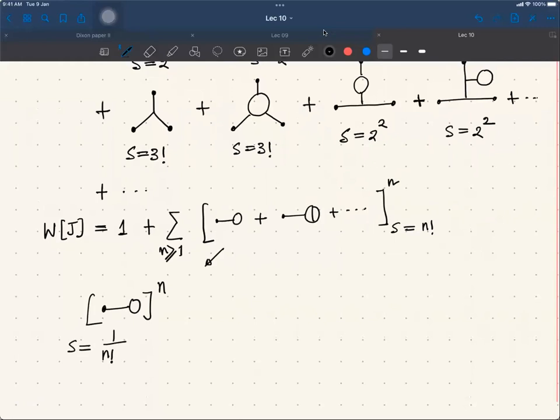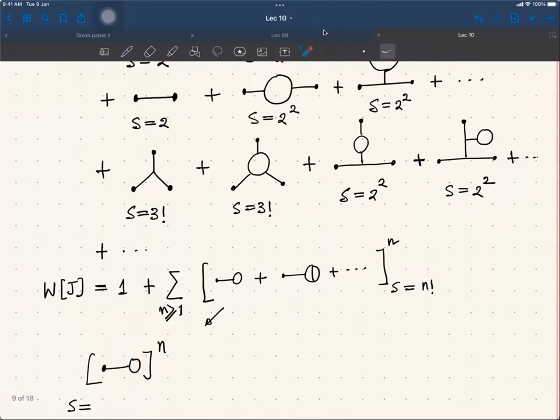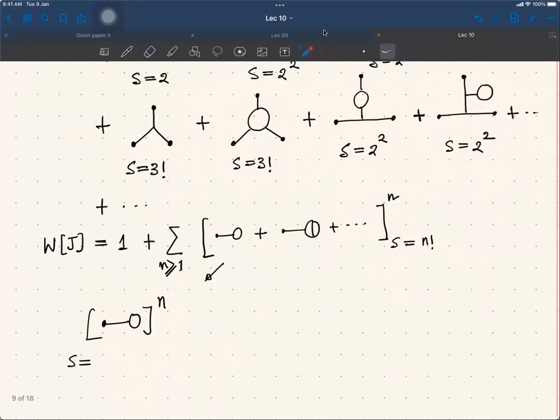This has n copies. This is n copies of the same diagram. It's a disconnected diagram. So this diagram will have a symmetry factor 1 over s, where s is equal to the symmetry factor of this individual piece, and then the factorial n, because there are n copies, and the symmetry factor for this individual piece we have discussed is 2. So this is s equal to 2 times factorial n.